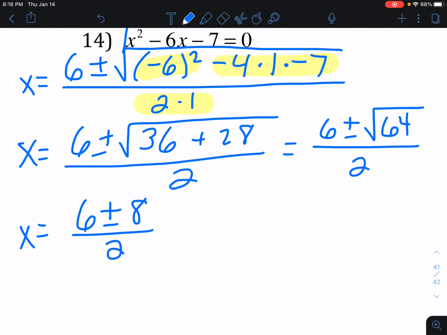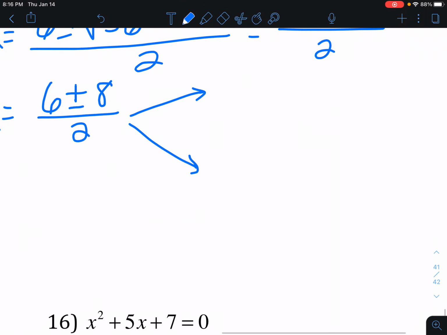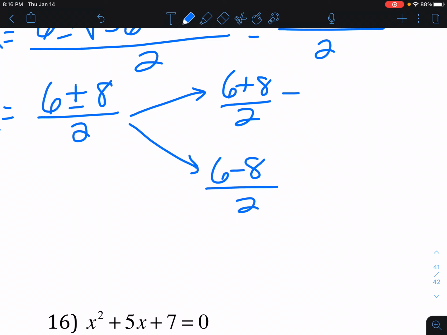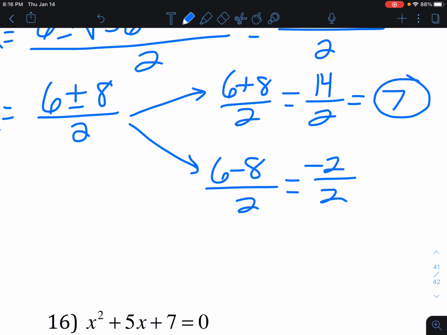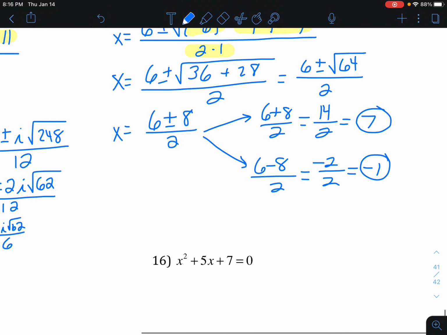We are going to get 2 distinct answers, so you need to split it up and get those 2 answers now. So you'll have 6 plus 8, then divide by 2, and 6 minus 8, then divide by 2. We're splitting up the plus minus. So 14 over 2 is 7, and -2 over 2 is -1. Easy stuff, just gotta put in the work.